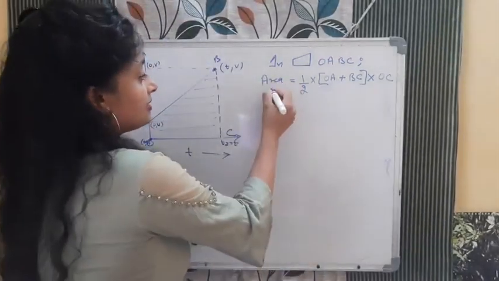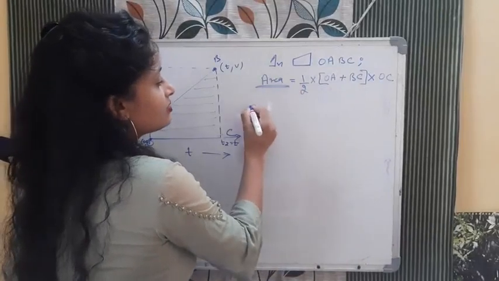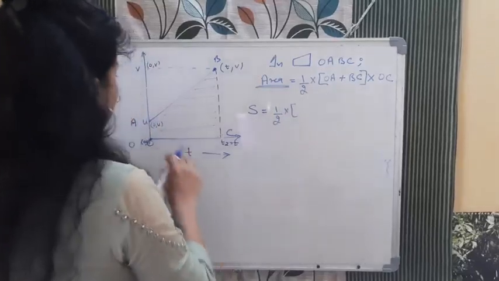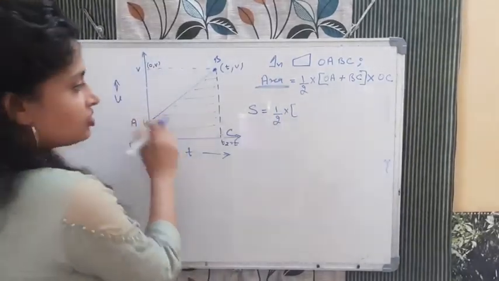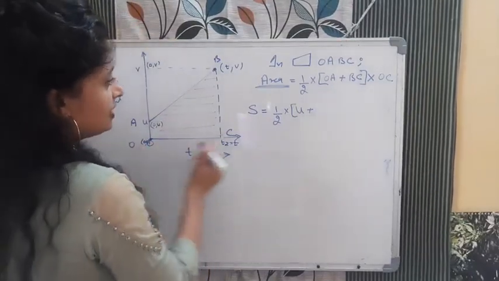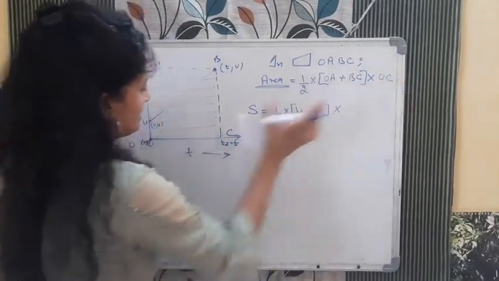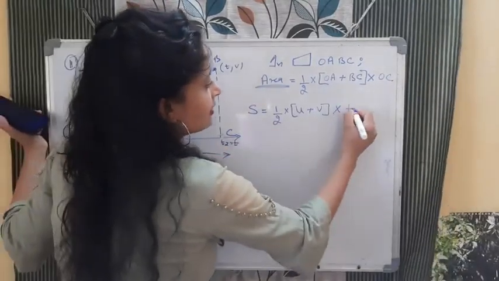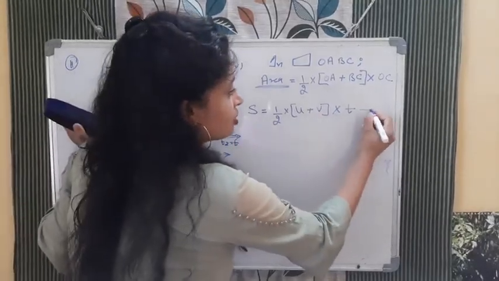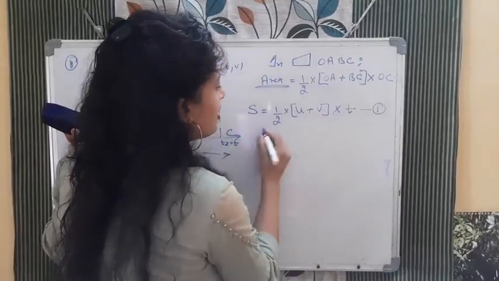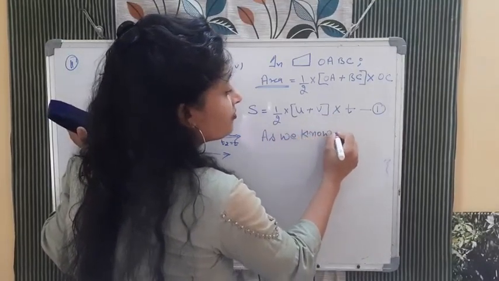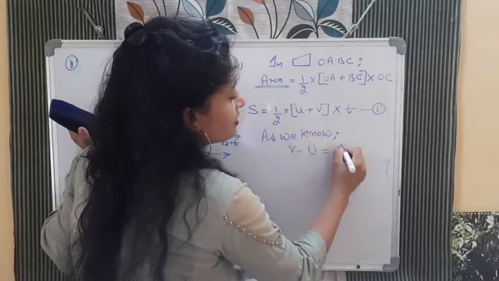Now listen. Area under the curve. Area under the curve is what? S is equal to half into OA. OA is what? u, this length. This length is u plus BC. This length is v, into OC, this height. This is t. Did you understand? Now listen. This equation comes. This is, for example, equation 1. Now, as we know, from the first equation of motion, v minus u is equal to at.